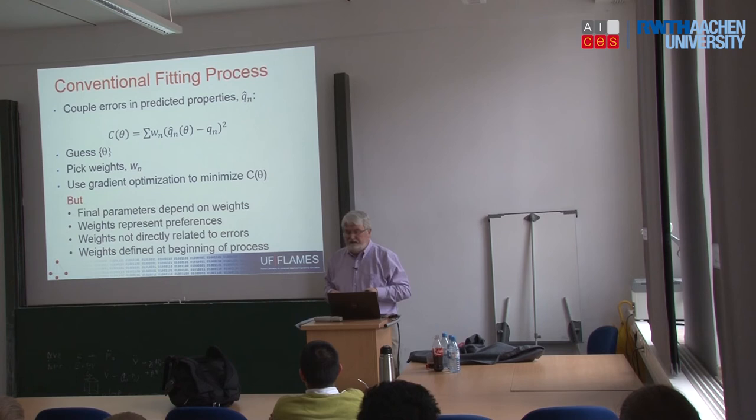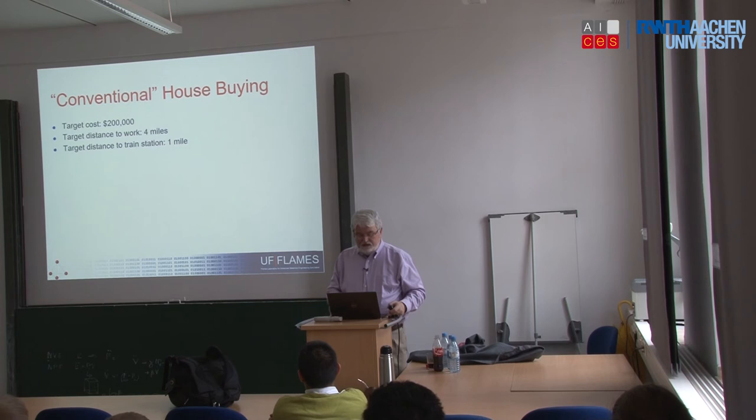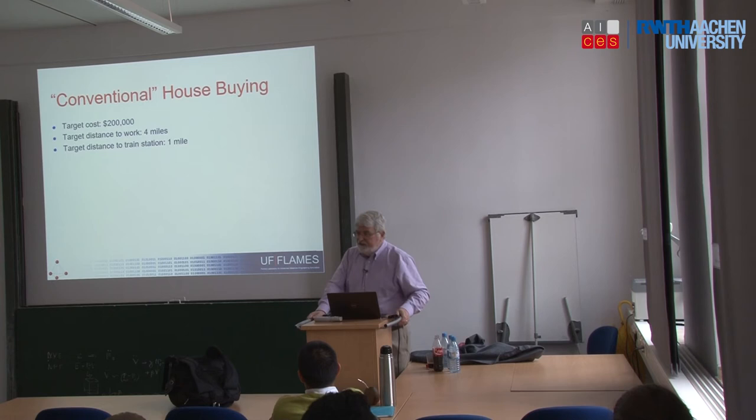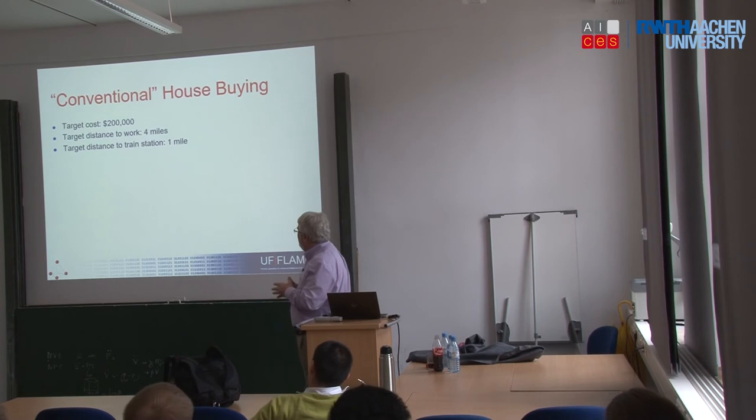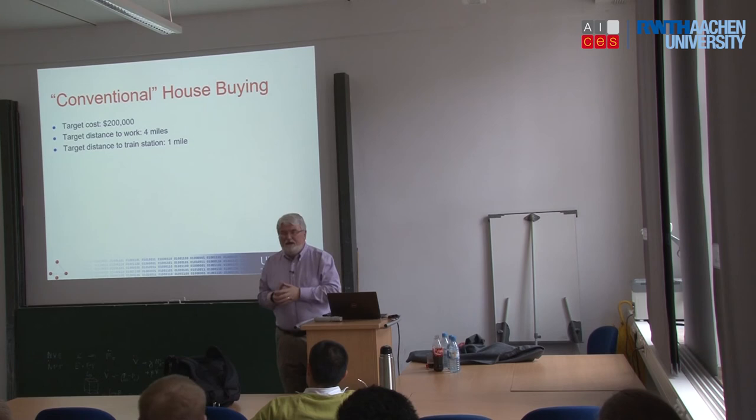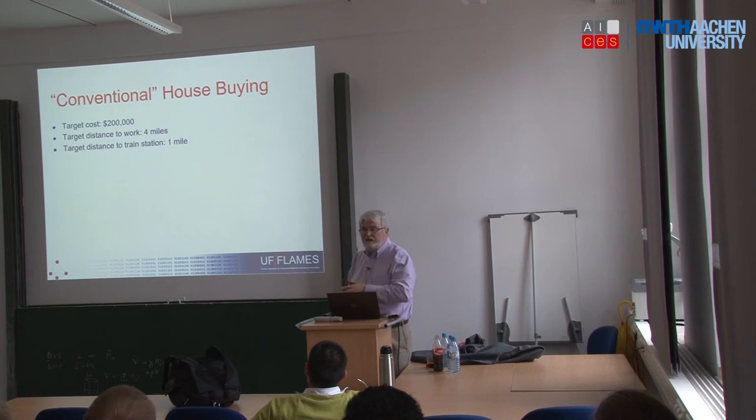Okay. So now I've set up a problem. We got to this point, and I'm unsatisfied with this approach. So now that's the conventional approach. So now we'll get into the conventional house buying. Okay. So this is not how you buy. This is the analogy. If we use this approach to buy a house, we could say, okay, I've got a target cost of $200,000 or 200,000 euros. My target distance to work is 4 miles. I don't want to be more than 4 miles away. My target distance to the train station is only a mile. I want to be within a mile of a train station, sorry, or a tram stop or whatever, something like that.